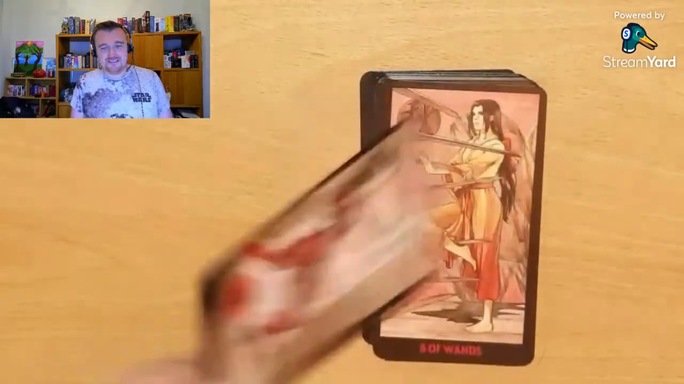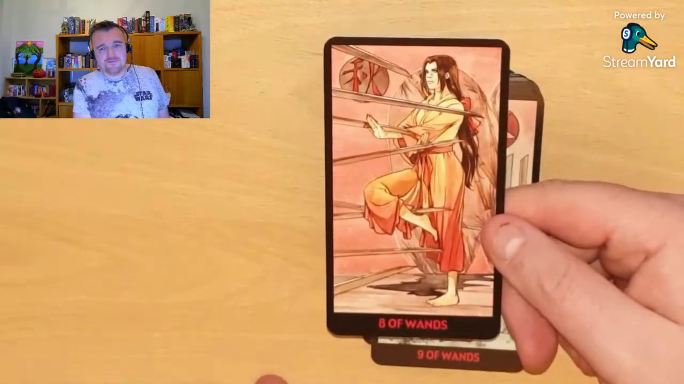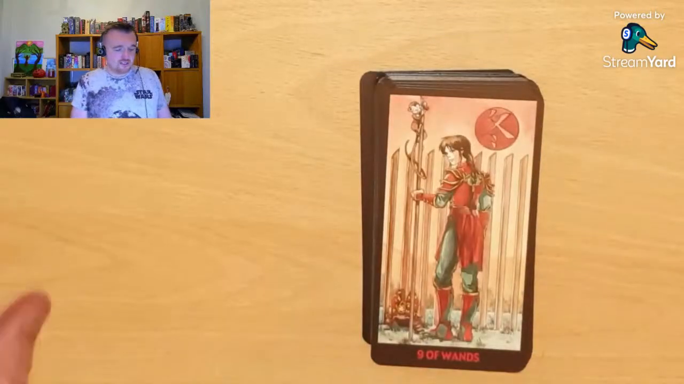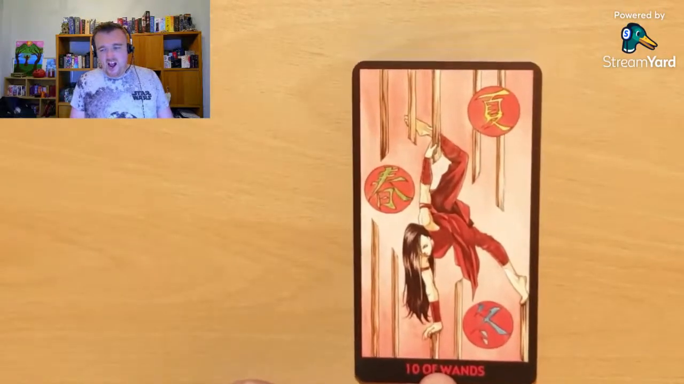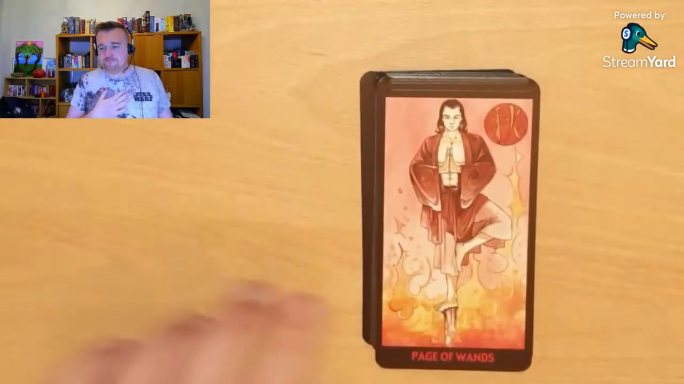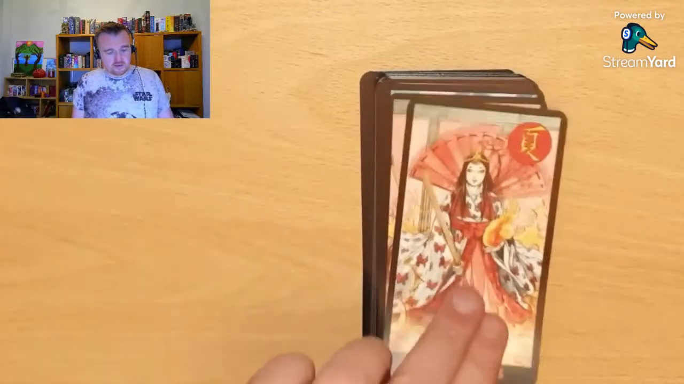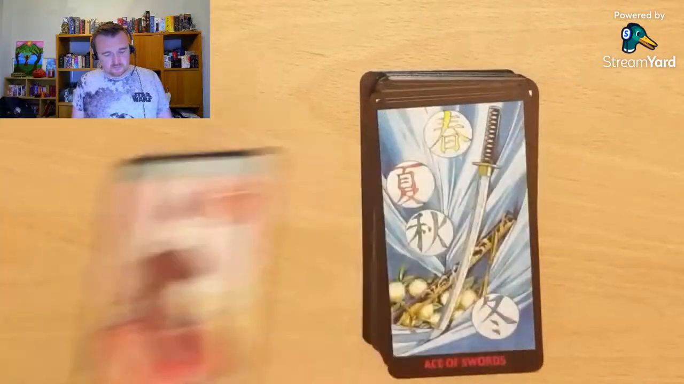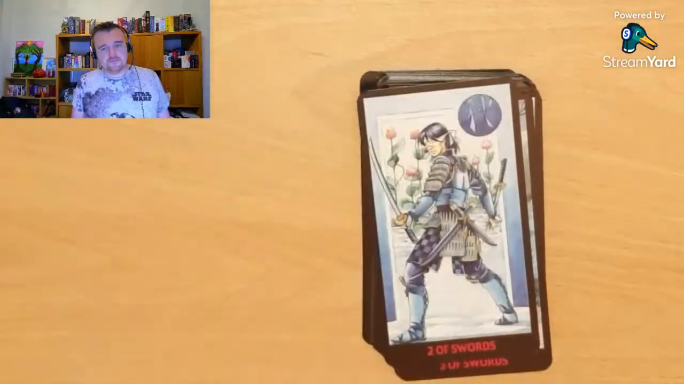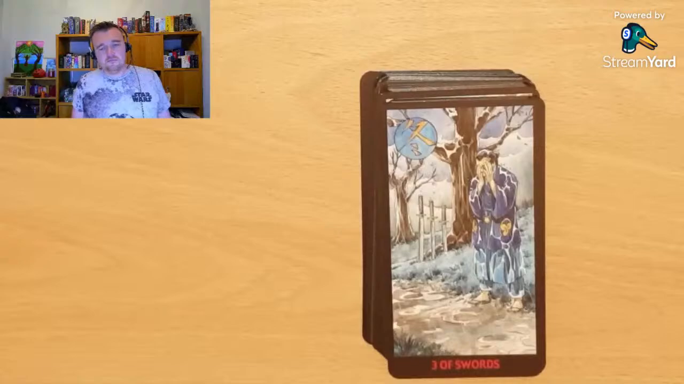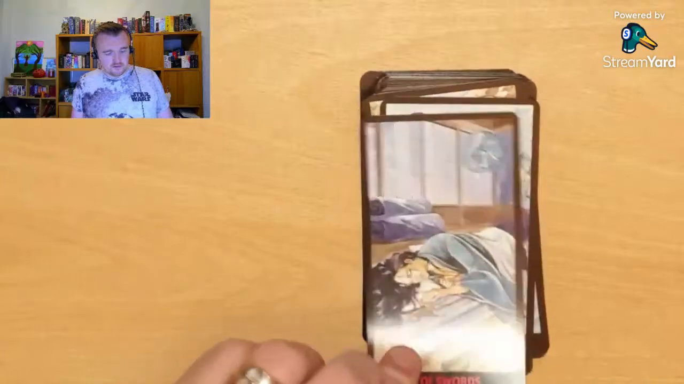The 7. Interesting. 8. Interesting take on that. 9. 10. Excuse me. Diane's liking this. Page, knight, queen, and king. Swords. Three of swords. 4 resting.